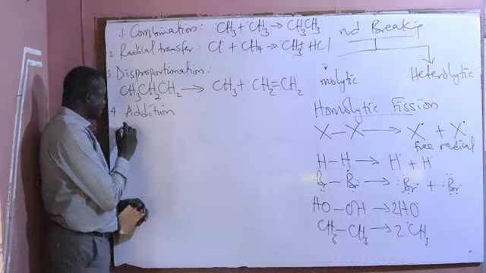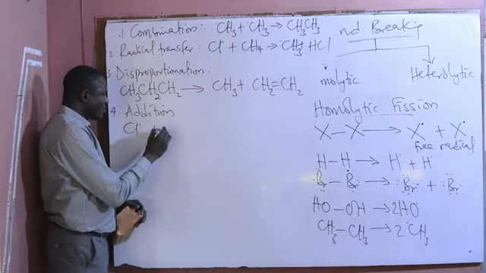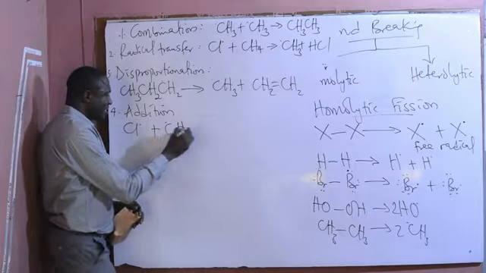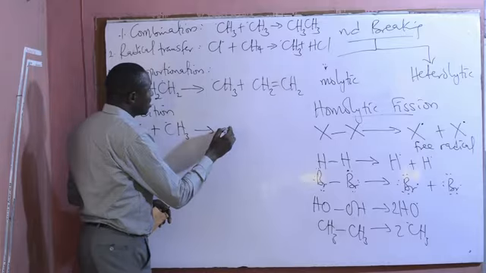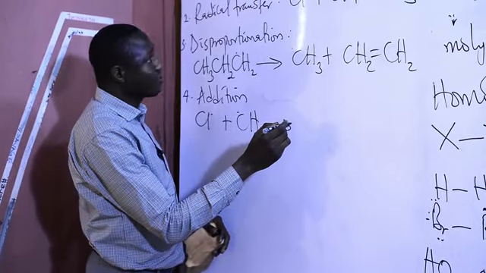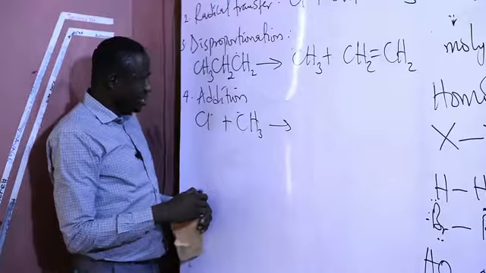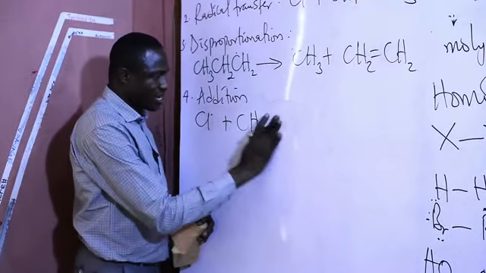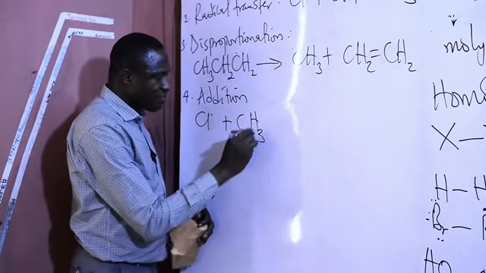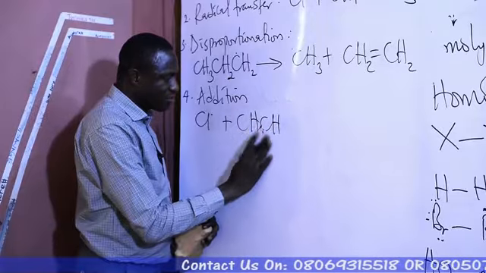Then we have free radical addition, whereby two free radicals, let's say for instance chlorine radical combining with methyl radical to give us a neutral molecule. That's similar to combination. Addition: a chlorine radical combining with a neutral molecule.